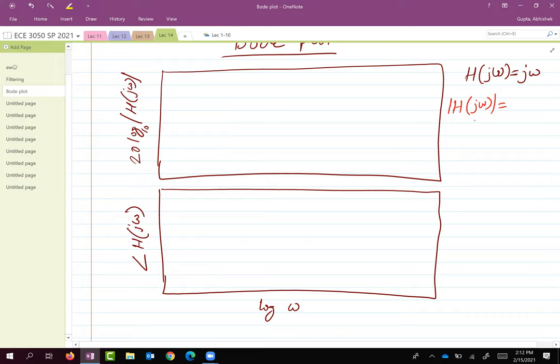So, well, it should be equal to omega. And what about the angle of H of j omega? That's equal to pi over 2. We just talked about that in the previous page.